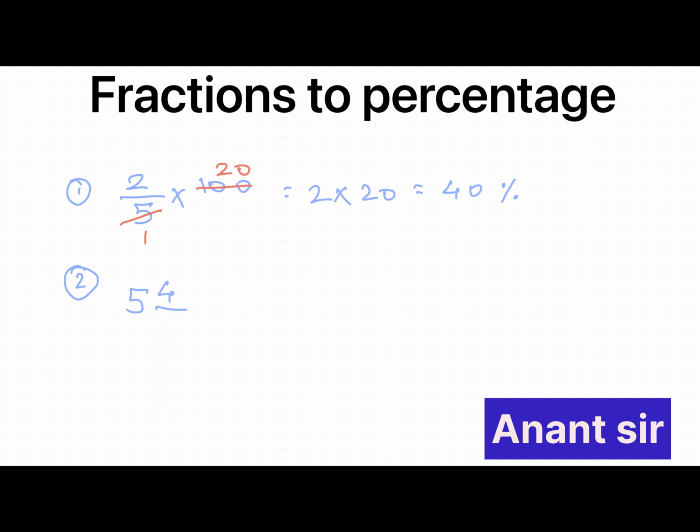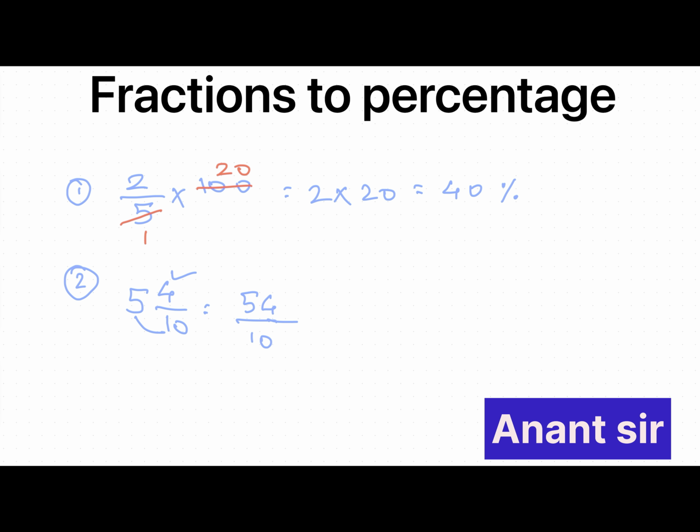So it is 5 integer 4 upon 10, we have to convert into percentage. Now this is a mixed fraction. First we have to convert it into a proper or improper fraction. For that we will multiply 5 into 10, it will become 50. We will add 4, 54 divided by 10. To convert into percent, we will multiply by 100. So it will be 54 by 10.